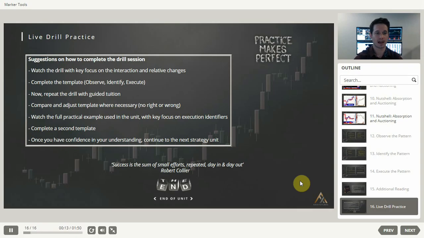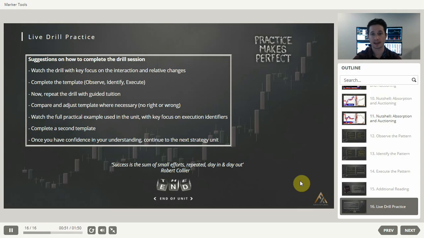So it's simple. At the end of every unit, you are going to find a drill. I suggest you go watch the drill with key focus on the interaction and relative changes. Go through again the principles underlying the strategy, and read through that first. Once you've read through that, watch through the entire drill session. Once you've watched it, go and complete the template. That's so important. Before you go on to the narrated drill session, make sure you complete the template yourself. The reason is that you're going to learn a lot more through your mistakes, but more importantly, you're also going to remember those mistakes a lot better, rather than going straight to the guided tuition.